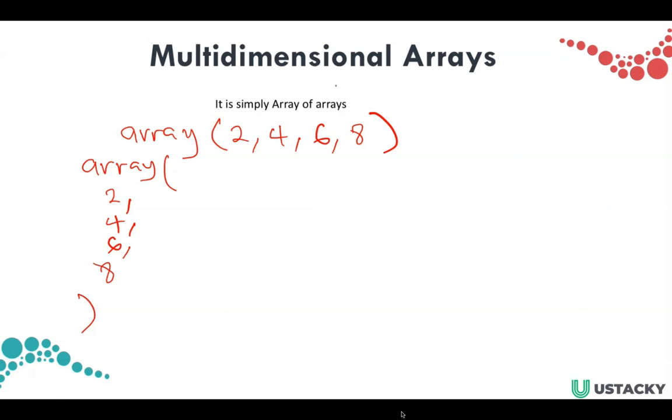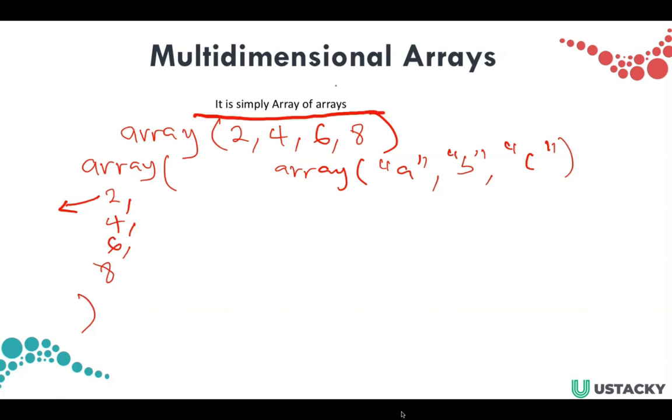We notice that each element in the array is a simple data type. In this case, this is an integer. And we can also have an array like this: array A, B, C. In this case, this is a string. But in multidimensional array, instead of expecting a simple data type, it is simply an array of arrays. For example, it can be written as array. And instead of expecting an integer or a string or any simple data type, we'll be having an array here.